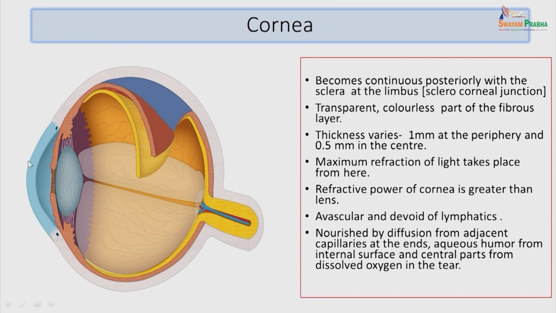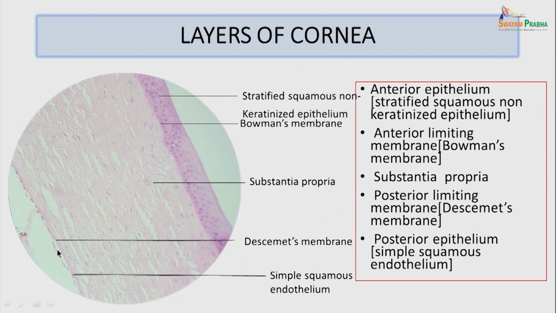You are seeing the cornea here, which forms the anterior part, and the sclera is behind, and you can see the cornea as part of the fibrous layer of the eyeball. This slide shows the microscopic appearance of the cornea. The section is stained with hematoxylin and eosin and is seen under low power magnification. You can see all the layers of the cornea here, starting from anterior to posterior.